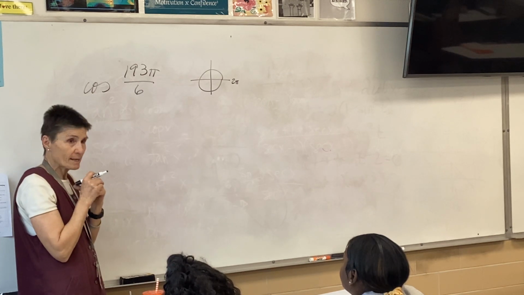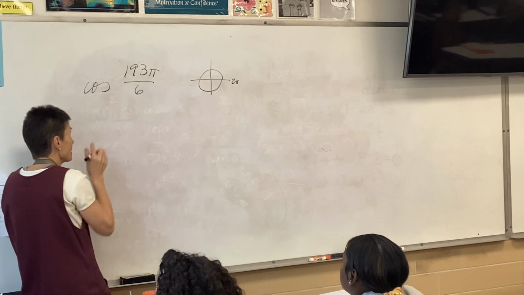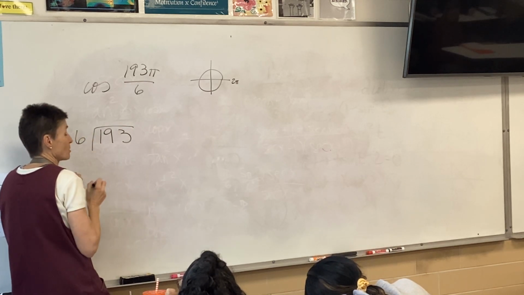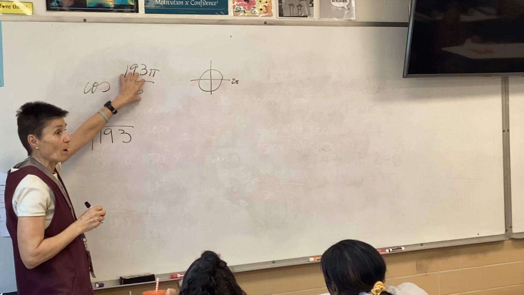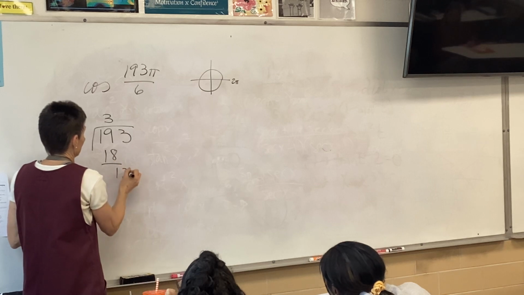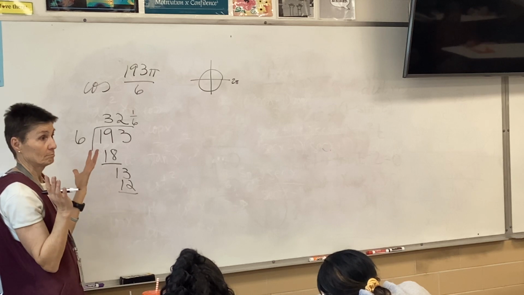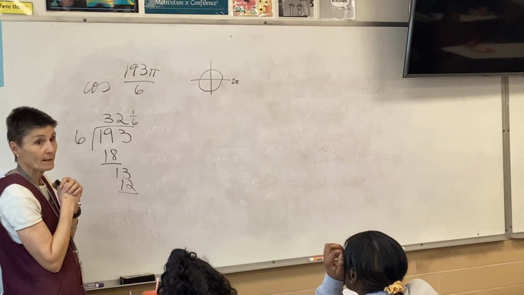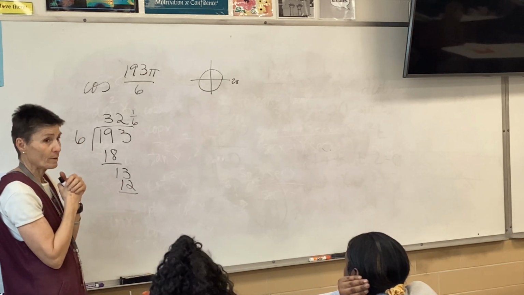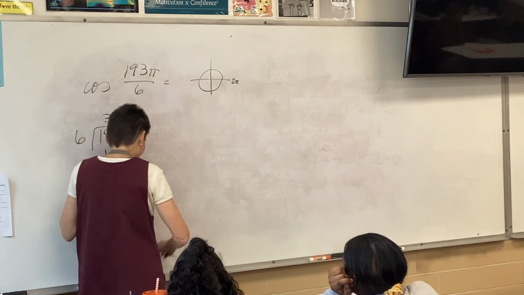So I'm going to figure out how many spins that represents. I'm going to take the 193 and divide it by 6. In other words, this is an improper fraction. I'm going to make it a mixed number. I got 32 1/6. Is my arithmetic okay? I made an arithmetic mistake last period, so keep an eye on me. Is that right? Yeah. Okay, so that's 32 1/6 pi.